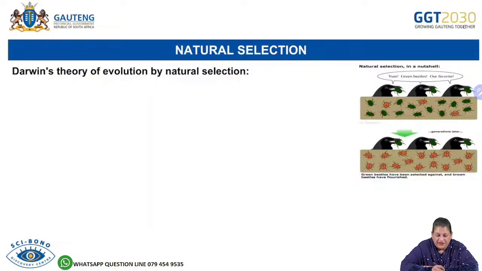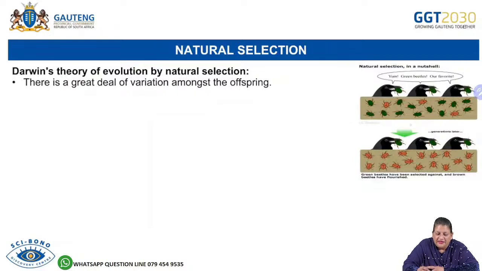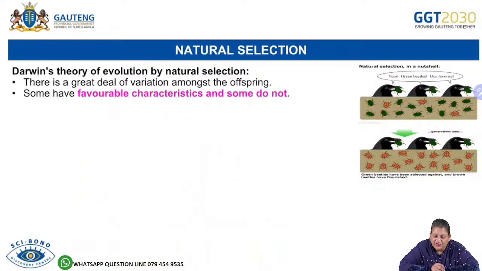Now let's look again at natural selection, Darwin's theory. So you can see here with these beetles that there's a great deal of variation amongst the offspring in a population. Green beetles and orange beetles. Then you're going to see here that some have favorable characteristics and some do not. The green beetles seem to be a favorite amongst these birds. They say, yum, green beetles, our favorite. So the birds love the green beetles more than the orange beetles. Probably the orange beetles have a very bitter taste, and the green beetles suit the taste of these birds.